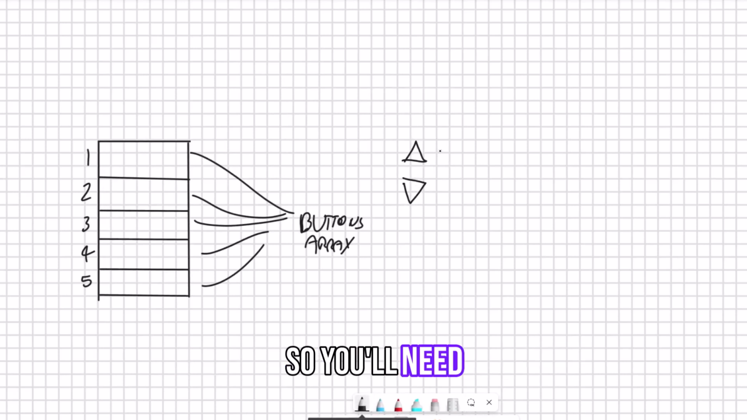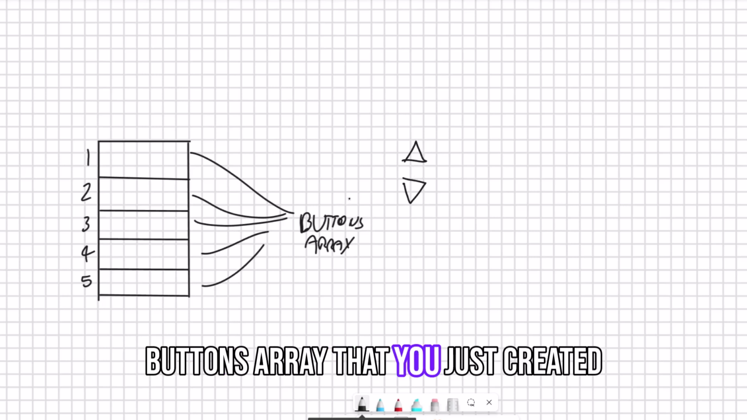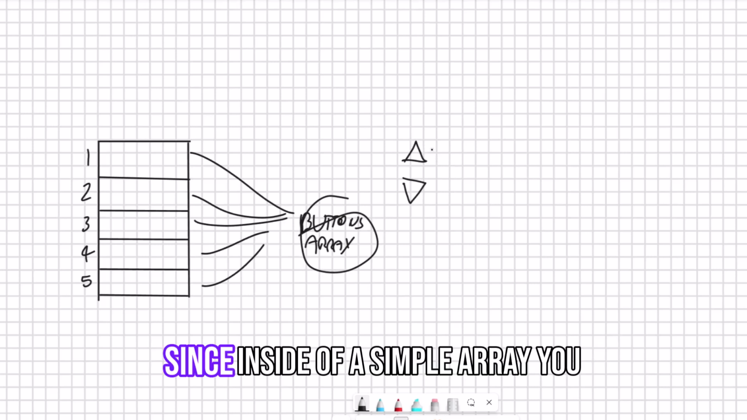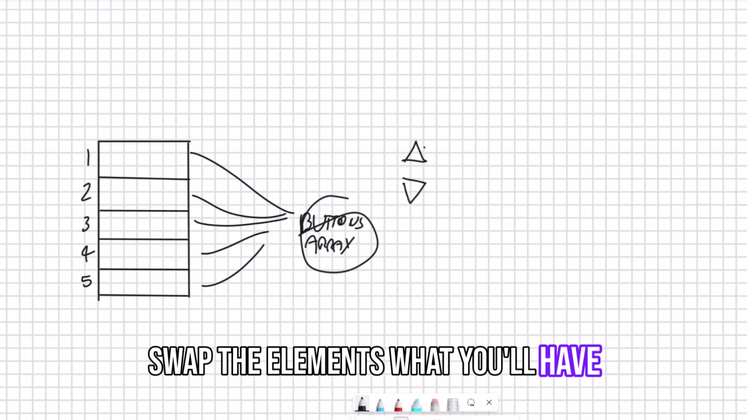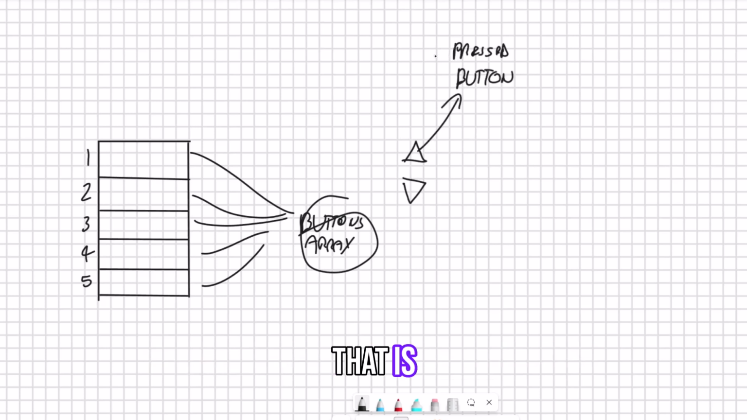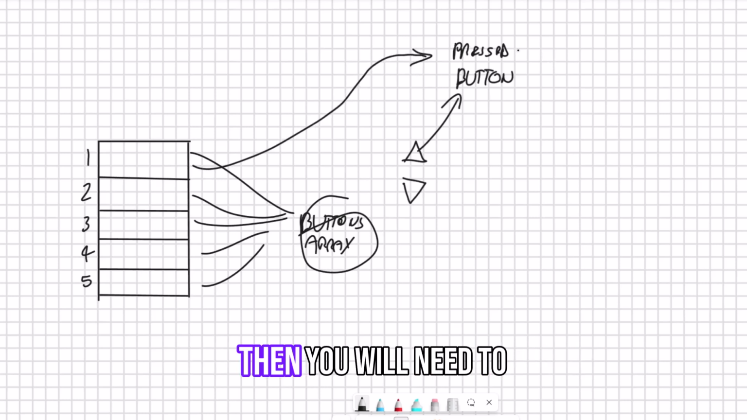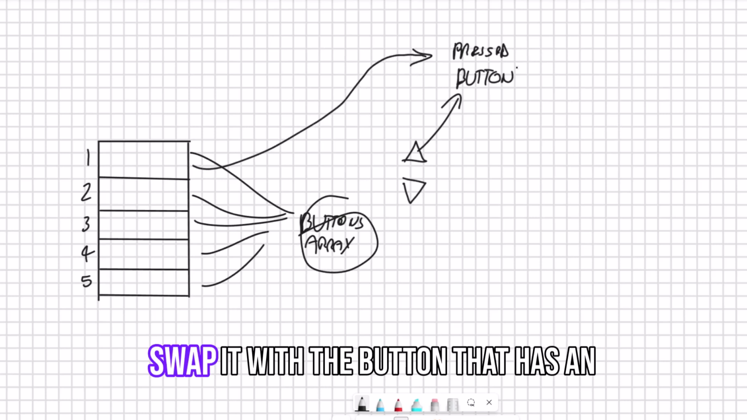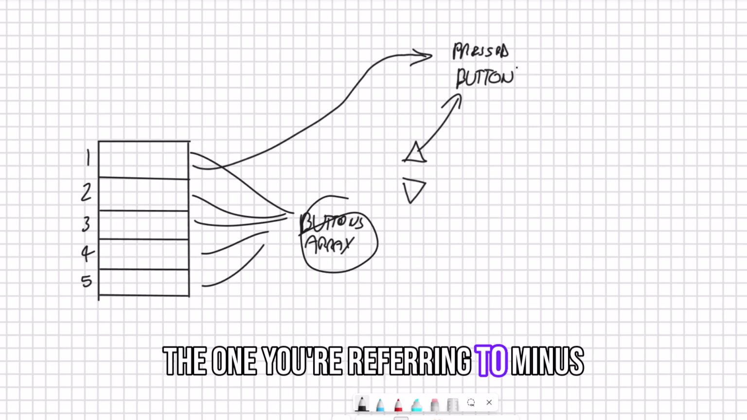So you'll need an event to move the entry up. This will take the buttons array that you just created, and since inside of a simple array you can reorder the elements, you can swap the elements, what you'll have to do is get the button you just pressed, that is an entry from your vertical box, and then you will need to swap it with the button that has an index that's the one you're referring to, minus 1.